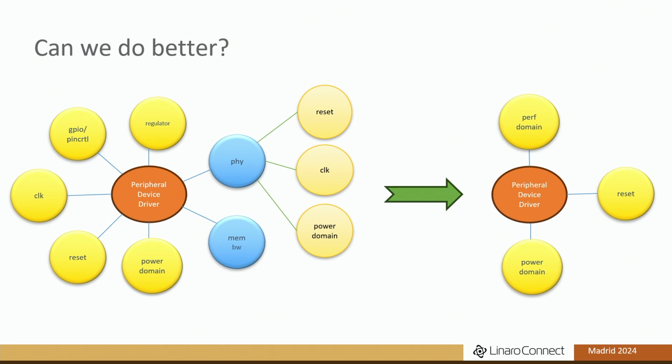So can we do better? We want to turn the left side into something much simplified, like the peripheral driver shown on the right side. So we are just going to use power domain and perf domain and the reset. Reset is the same as here, so there is nothing interesting about it. Perf and power domain I'm going to discuss in the next few slides.